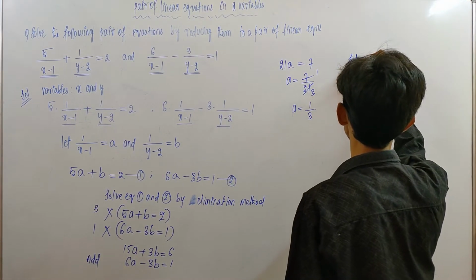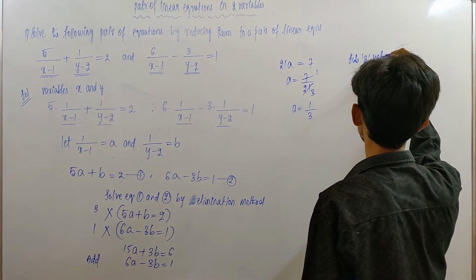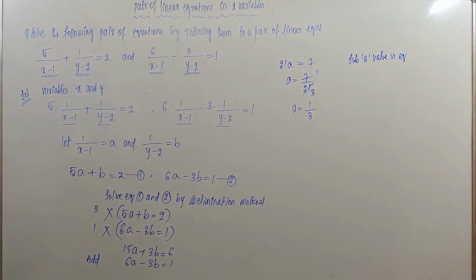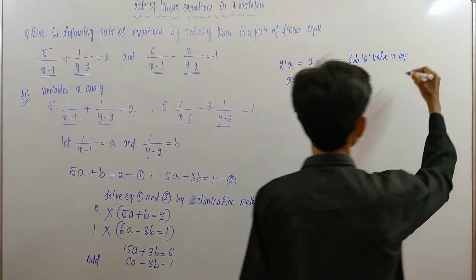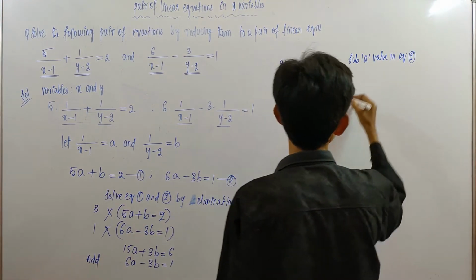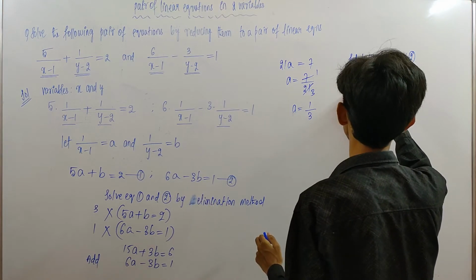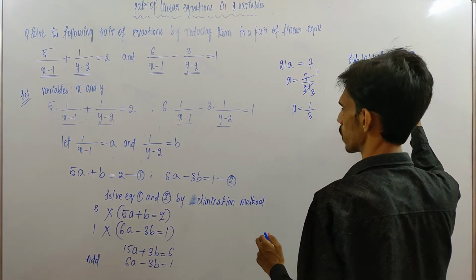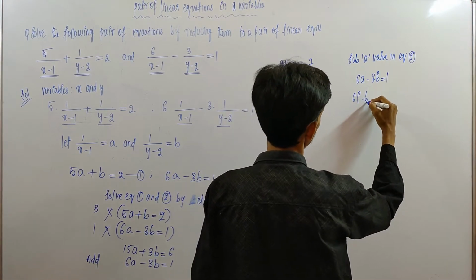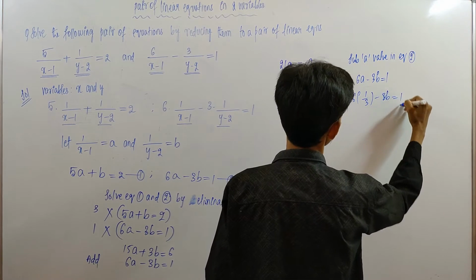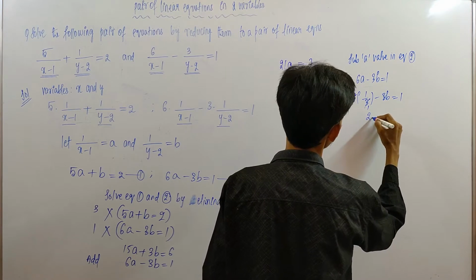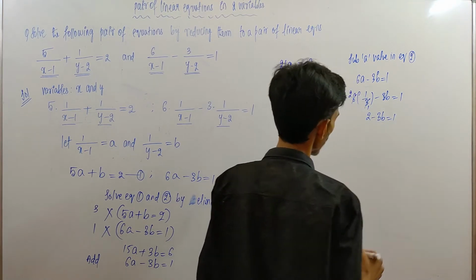Substitute the a value in equation 2. We can substitute here also. We have 6 into a: 6a minus 3b is equal to 1. 6 into, we have the a value as 1 by 3, minus 3b is equal to 1. 3 ones are 3, 3 twos are 6. So we have 2 into 1, 2 minus 3b is equal to 1.